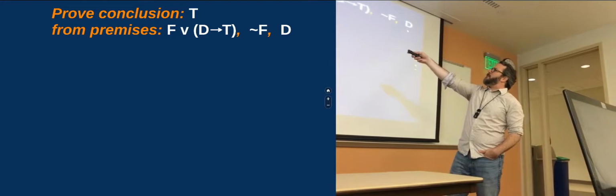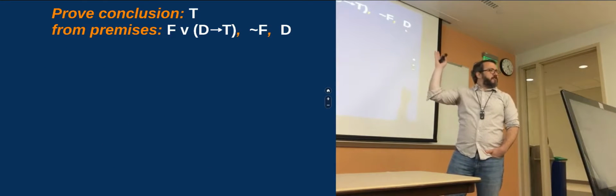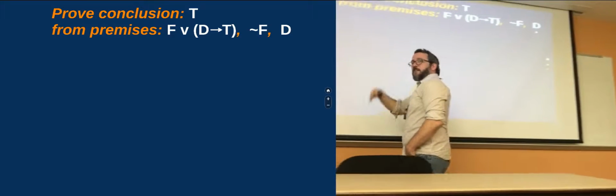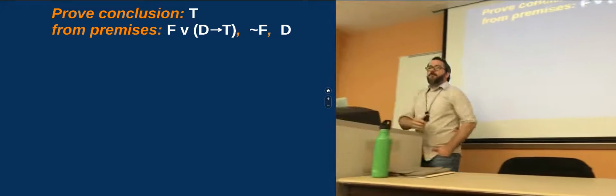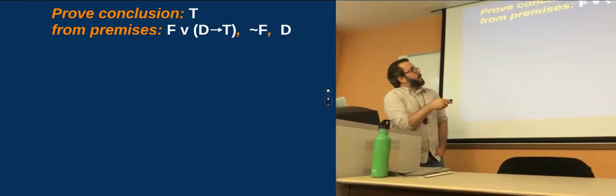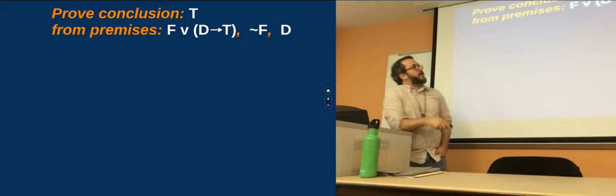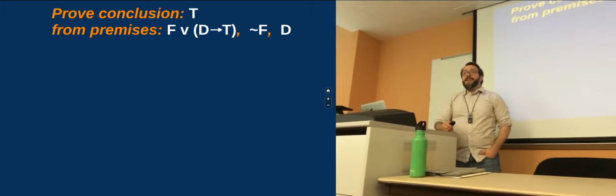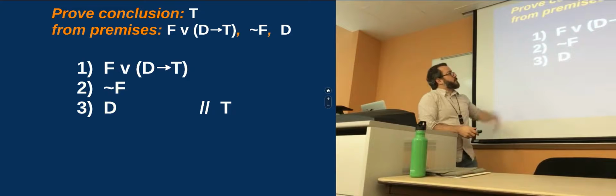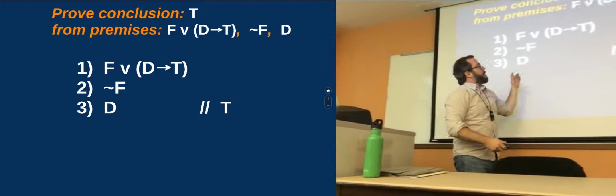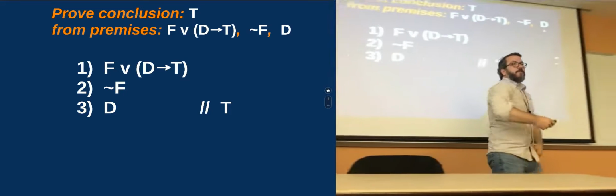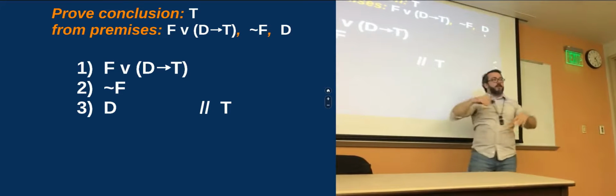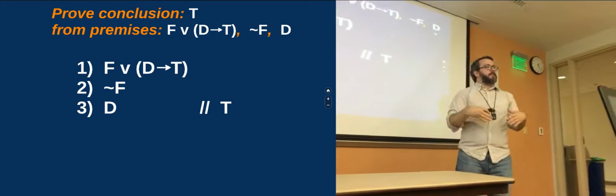So let's start from this. Let's dispense with the natural language stuff, just because we know how to translate from natural language into our propositional language. Let's just cut right to the chase. I want to prove conclusion T from these 3 premises: F or if D then T, not F, and D. Can I do it? Can I prove T validly from those premises? Well, I set myself up: premise, premise, premise. This is what I'm trying to prove. And then I try to see, can I get from those premises to this conclusion in a series of valid steps?